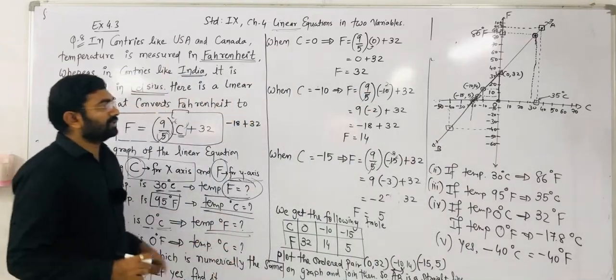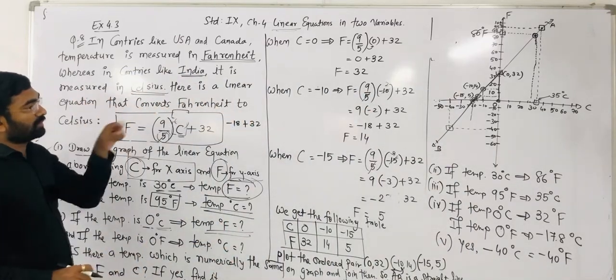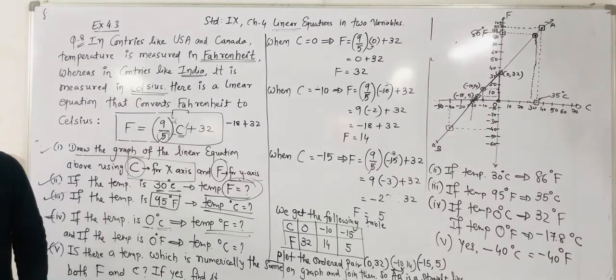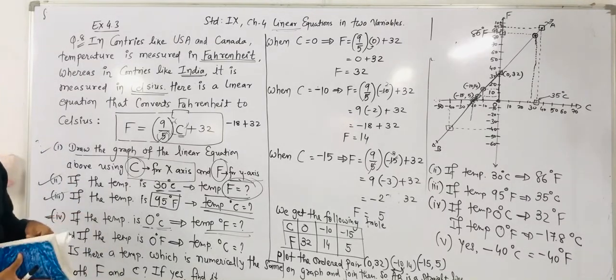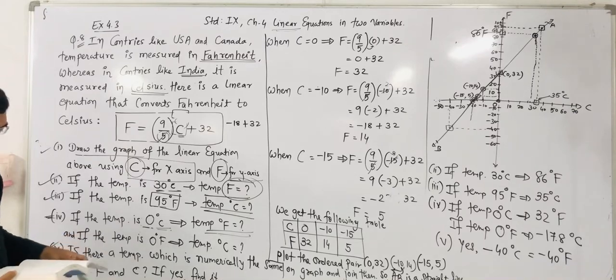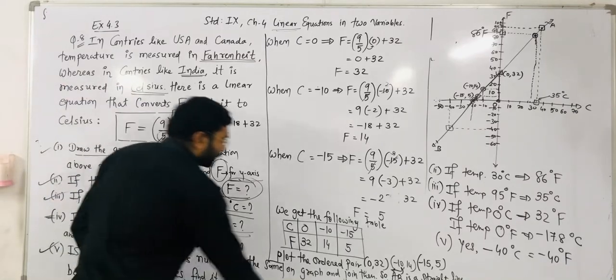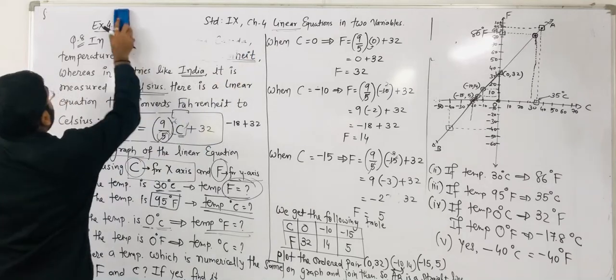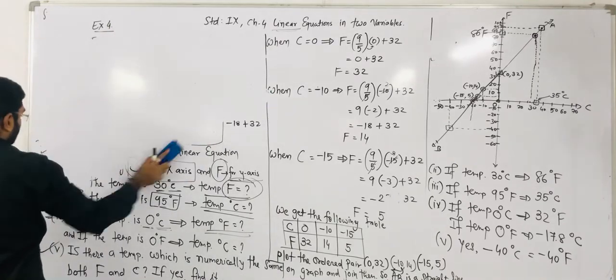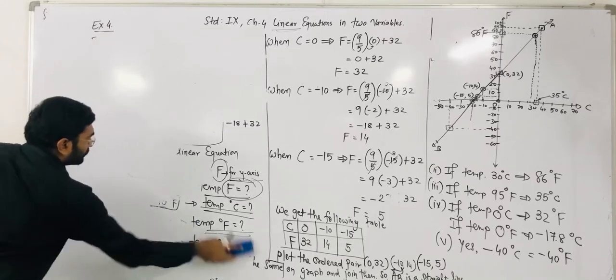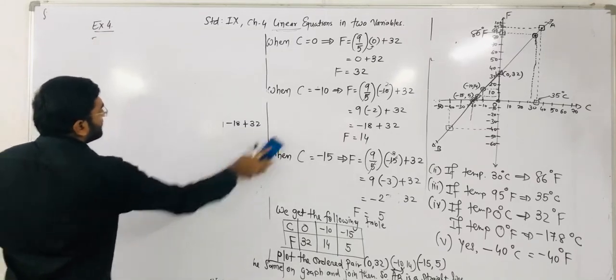Okay. So that way, you can solve question number 9 and question number 8, and from the graph you have to find out the answers to all the remaining questions. Right? Now we have to solve exercise 4.4, in which we also have to plot graphs in one variable as well as two variables.